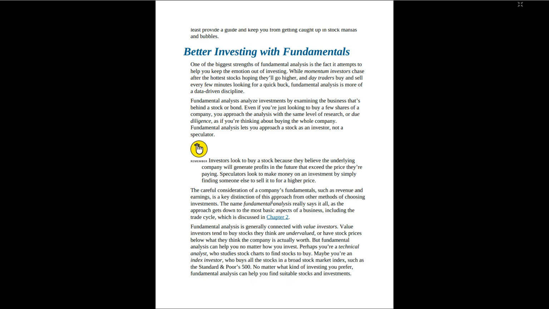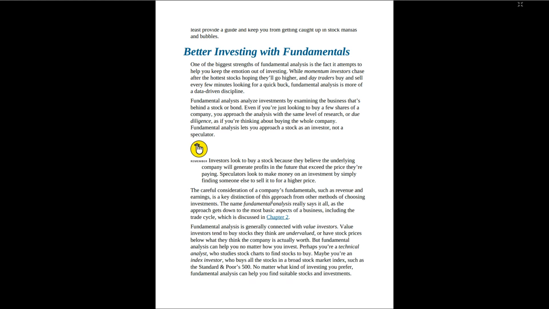The careful consideration of a company's fundamentals such as revenue and earnings is a key distinction of this approach from other methods of choosing investments. The name fundamental analysis really says it all, as the approach gets down to the most basic aspects of a business, including the trade cycle, which is discussed in Chapter 2.